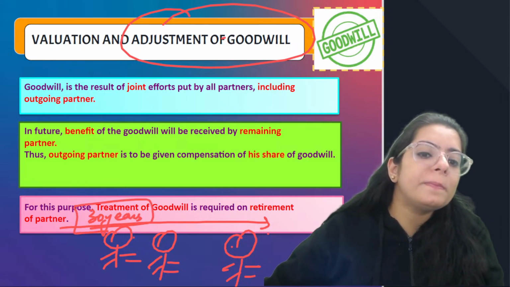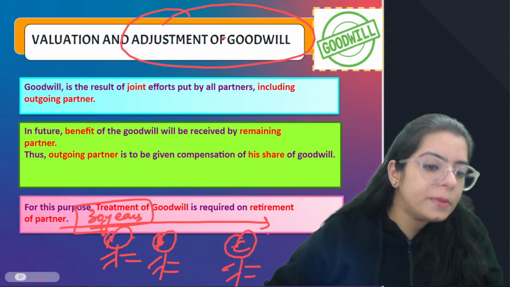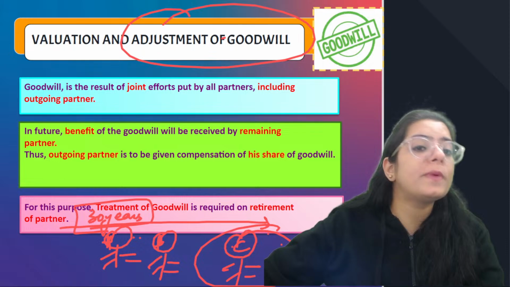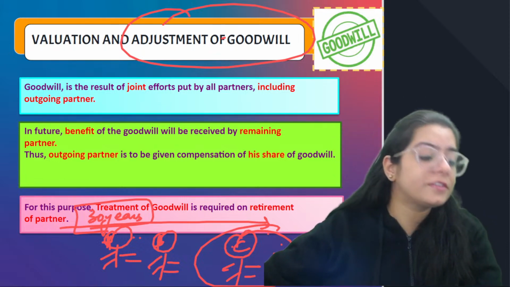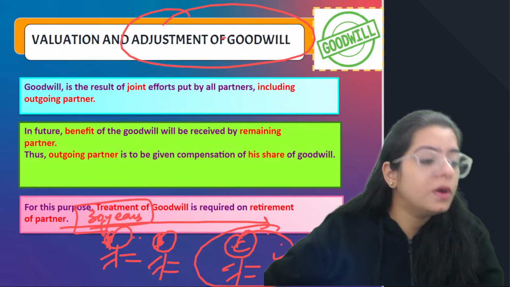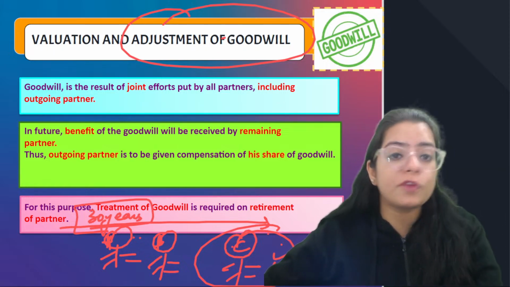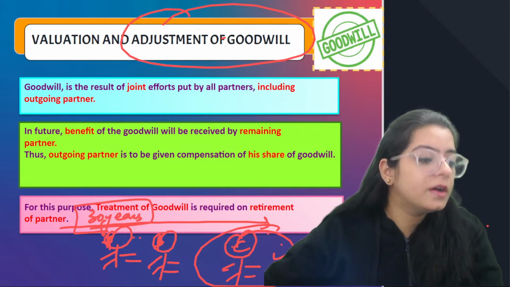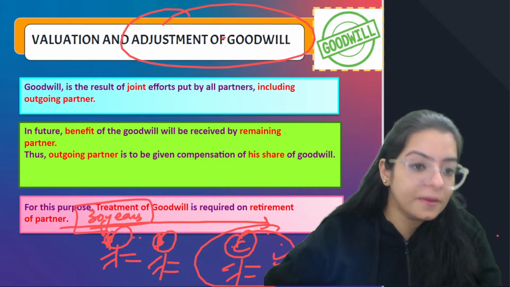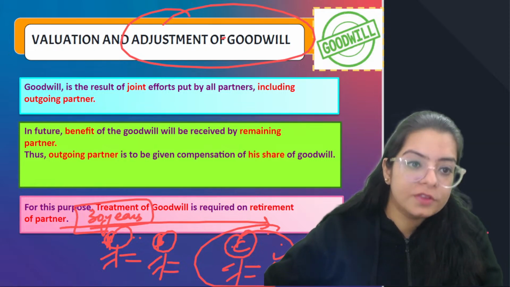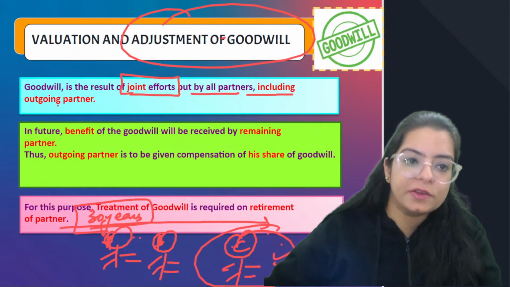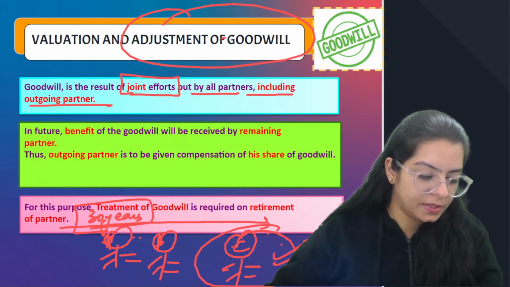so C's participation must also be there. Beta, C must also have put in some effort for the goodwill, or not? She has also participated in the creation of goodwill. So he'll say that if I am leaving the firm, from tomorrow you are going to earn from my contribution also. I have also contributed in this, so you will also enjoy the money from my contribution, yes or no? So goodwill is just the result of joint efforts put in by all partners, including the outgoing partner, right?